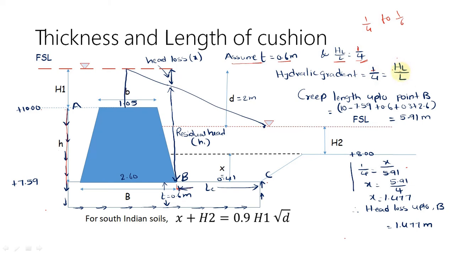So what is the total head lost? It is 2 meters, meaning the total drop is 2 meters, the difference in elevation from the upstream to the downstream side. Now the total length of creep L required is 4 into HL, which is 2. So 4 into 2 is equal to L, and the total creep length required is 8 meters.